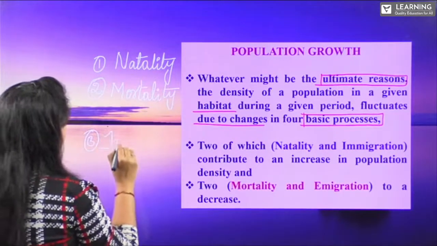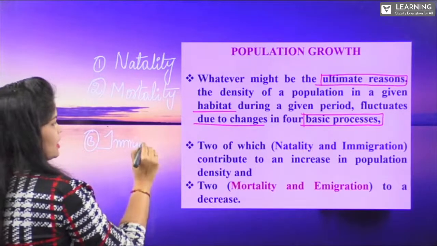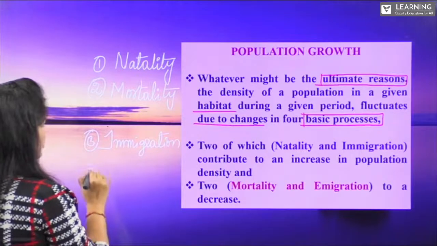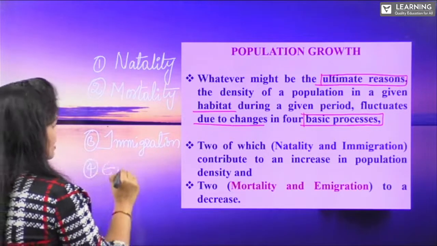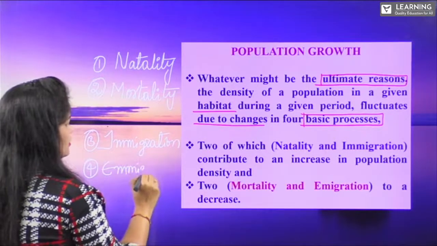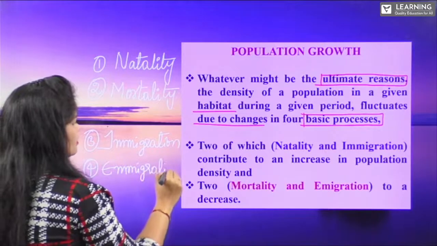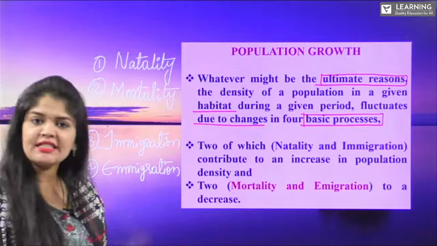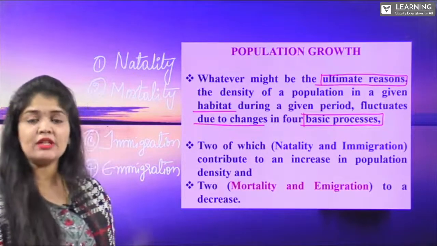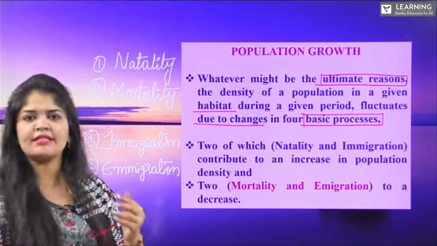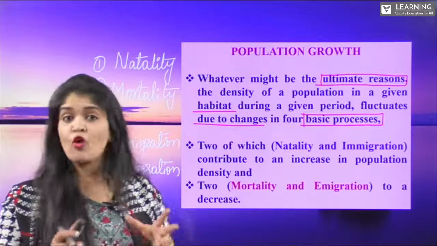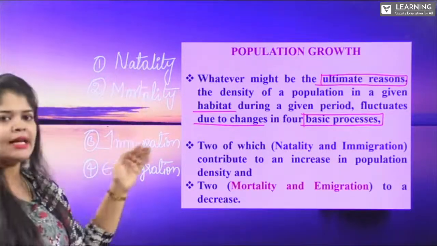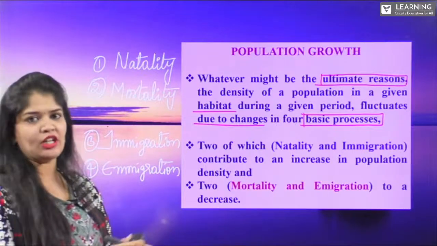Third, immigration. Fourth, emigration. The change in the population density or change in the population size is influenced by the 4 basic processes, and those 4 basic processes are natality, mortality, immigration and emigration.